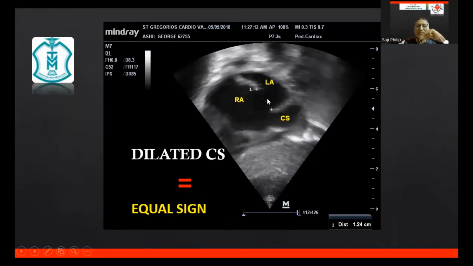And this is an example of a dilated coronary sinus. There is an equal sign; I made it as an equal sign. This is the dilated coronary sinus. In such cases, you should be careful when you are putting a device, because the device may partially obstruct the coronary sinus. It can collapse. So you have to be very careful while using devices in such a lower type and very near the dilated coronary sinus.